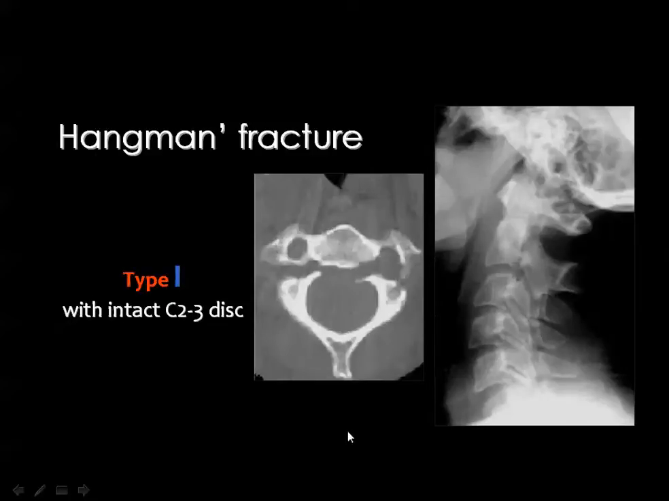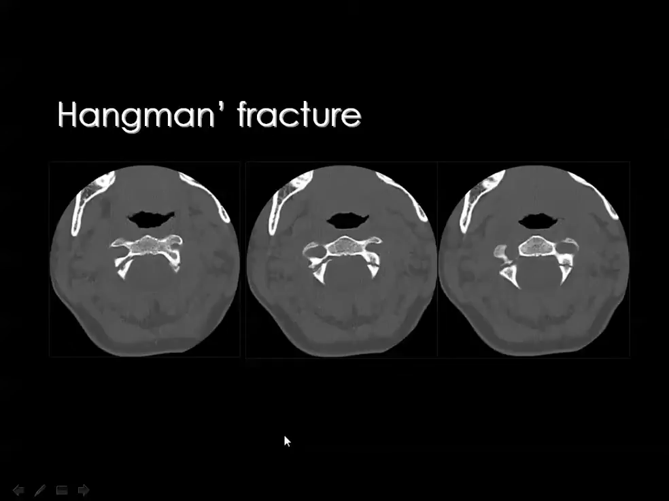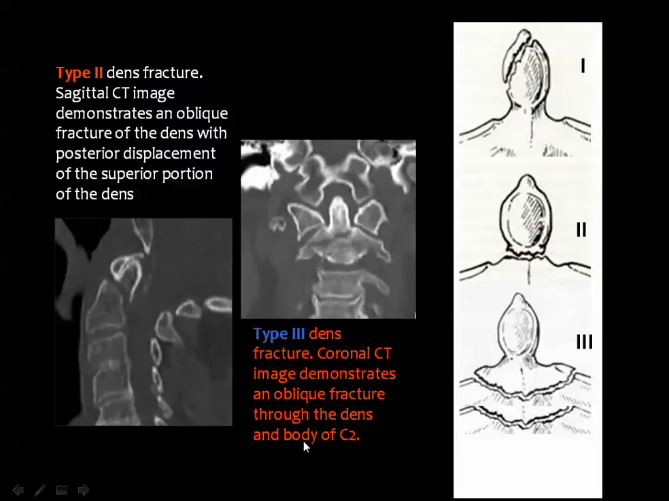And this is the appearance of type 1 hangman fracture by the plain X-rays and by CT. You can see the fracture of the pars interarticularis bilaterally, but the disc space is maintained and there is no displacement of the vertebral body relative to the C3 level. Also, you can see the fracture of the pars interarticularis more clearly by CT scan, as you can see in this particular case of hangman fracture.